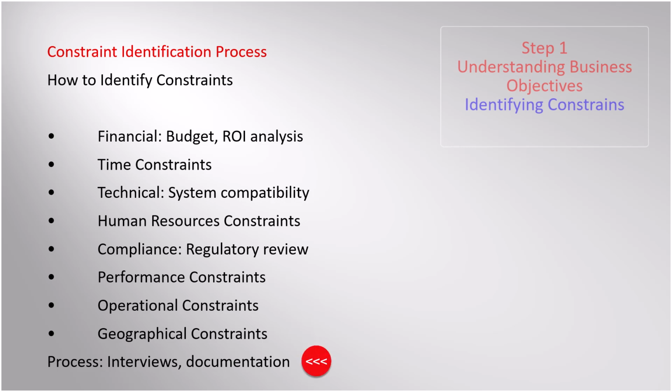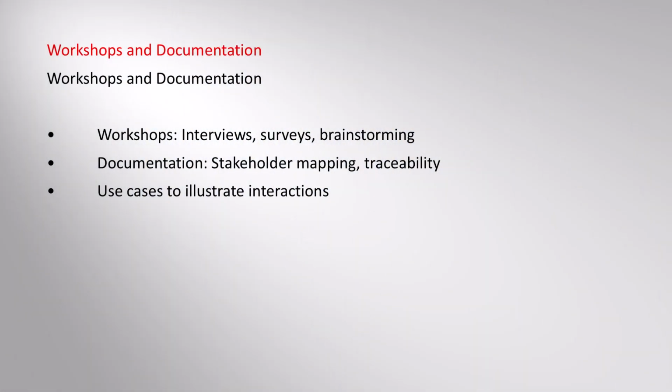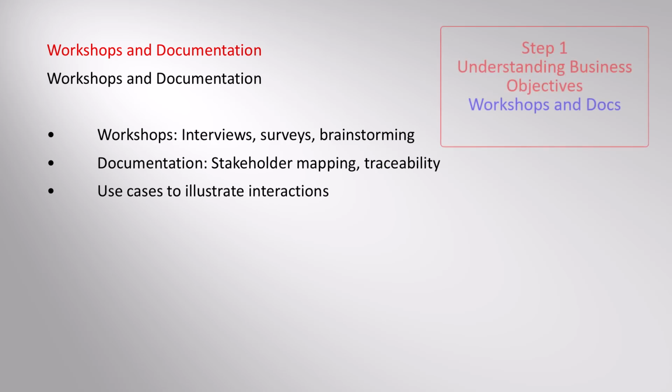The process involves stakeholder interviews, documentation reviews, technical assessments, prioritization of constraints by impact, and regular revisits to account for evolving constraints. Workshops and meetings: conduct requirement gathering sessions with stakeholder groups using interviews, surveys, or brainstorming to collect comprehensive data. Develop use cases and scenarios to illustrate how stakeholders will interact with the deployed system.